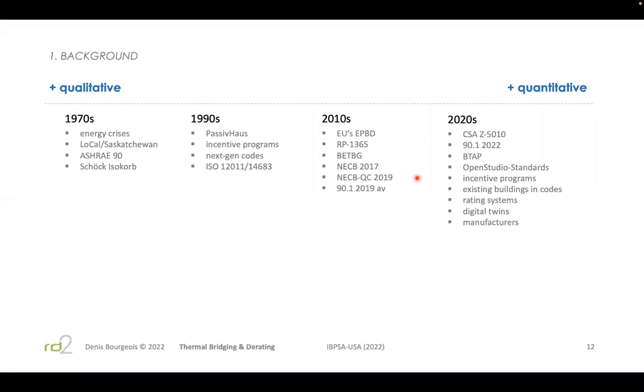If I go from left to right, spanning a 50 or 60-year period, what we're seeing is a move from the initial modest attempts to characterize and mitigate thermal bridging. Often it's very qualitative or descriptive. Here's the problem, here's the fix. As we're moving along the decades, it's becoming more and more rigorous, more and more mathematical, quantitative, and there's less and less wiggle room.